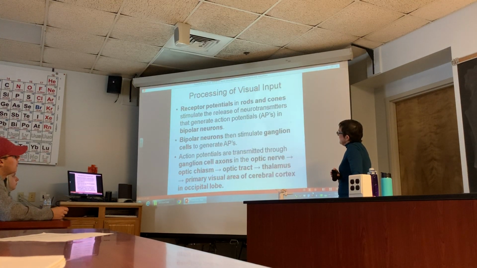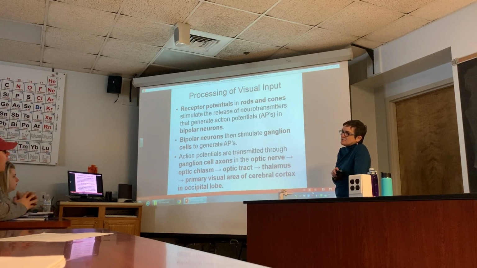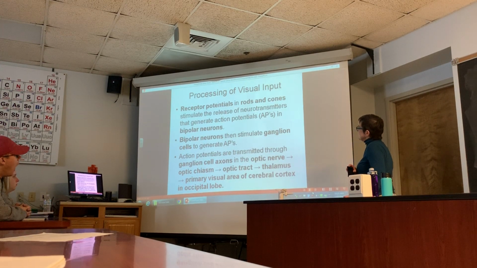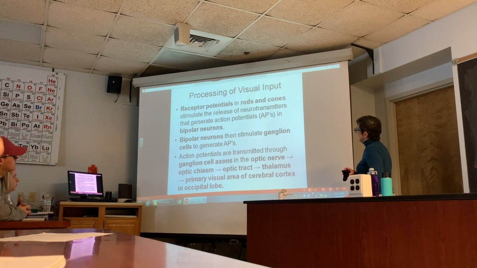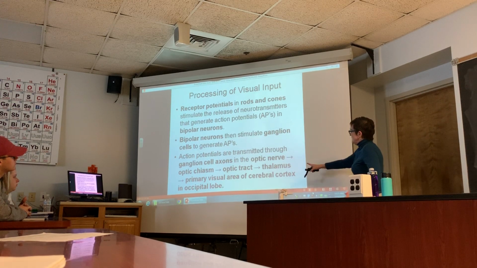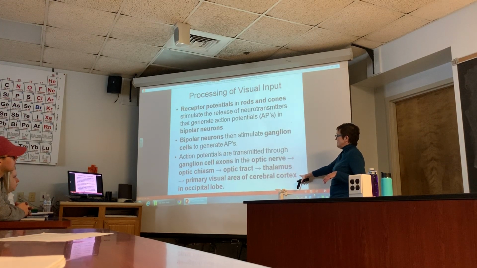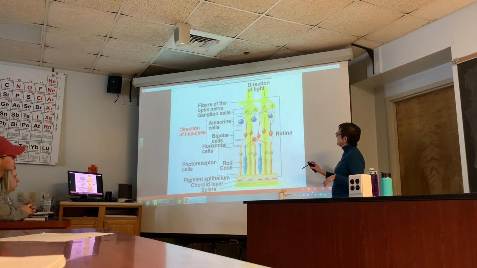Okay, so let's move on. Like I said, when you stimulate those photoreceptors, you're going to get receptor potentials that then trigger the release of neurotransmitter. And so let's look at what happens to that. Here's the direction that the action potentials are transmitted, but let's just look at that in these pictures.